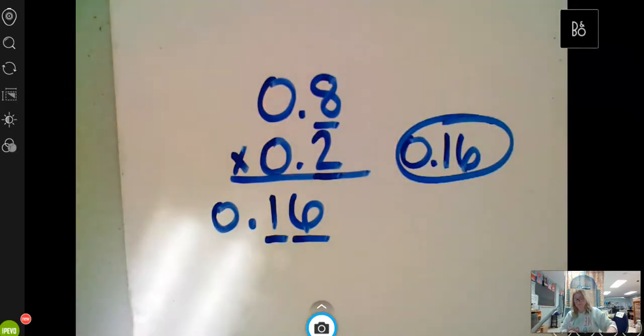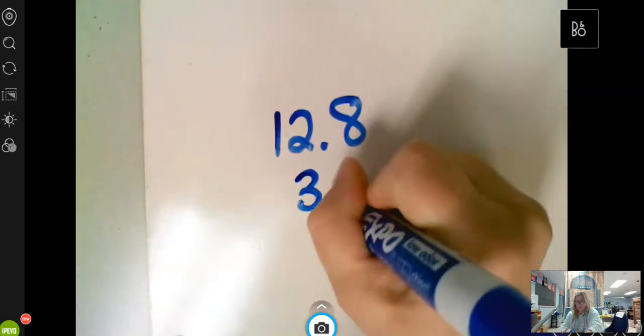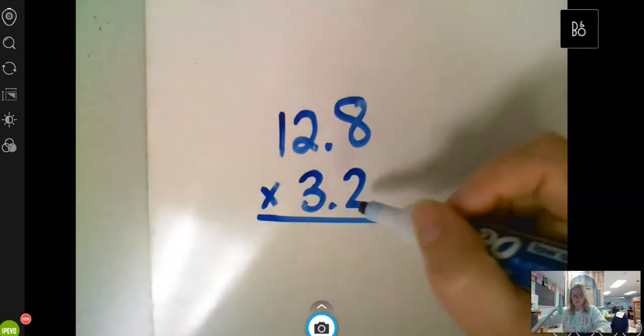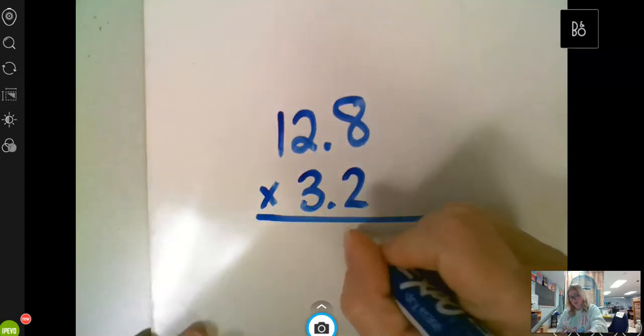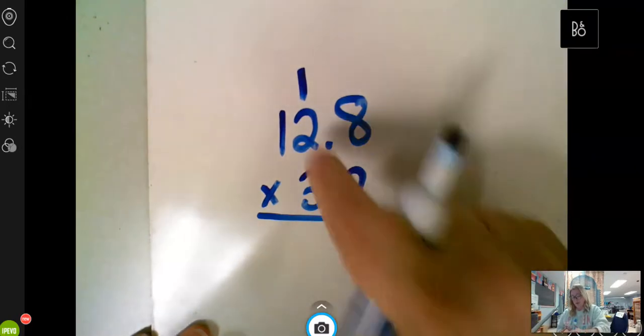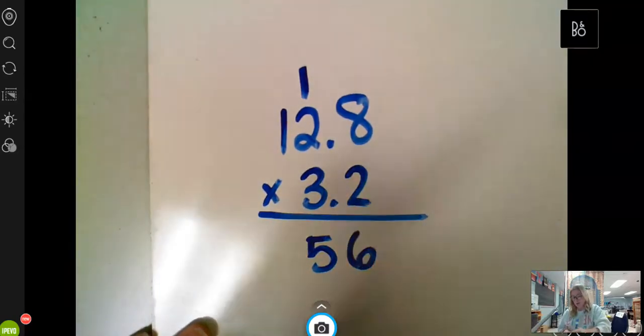We'll try one more together. This one has more digits. It's a little harder. 12 and 8/10 times 3 and 2/10. So remember, my first step is just to multiply this problem like a whole number. 2 times 8 is 16. 2 times 2 is 4, plus 1 more is 5. 2 times 1 is 2.